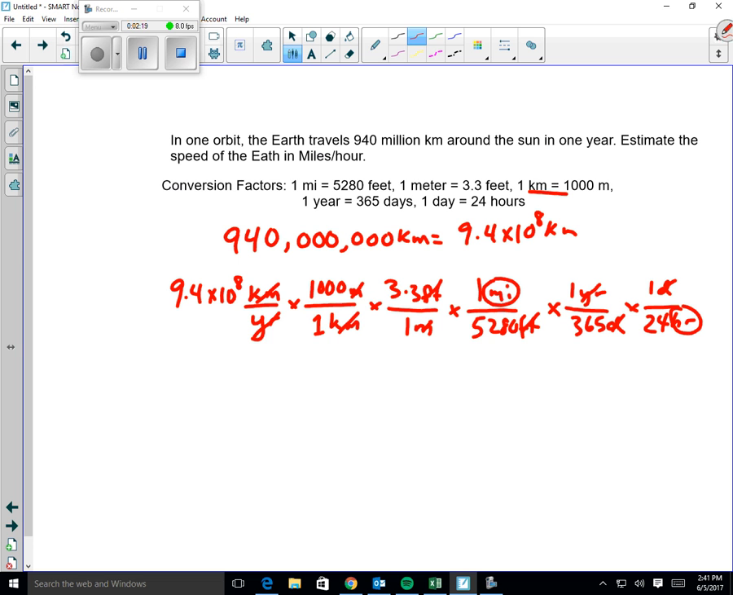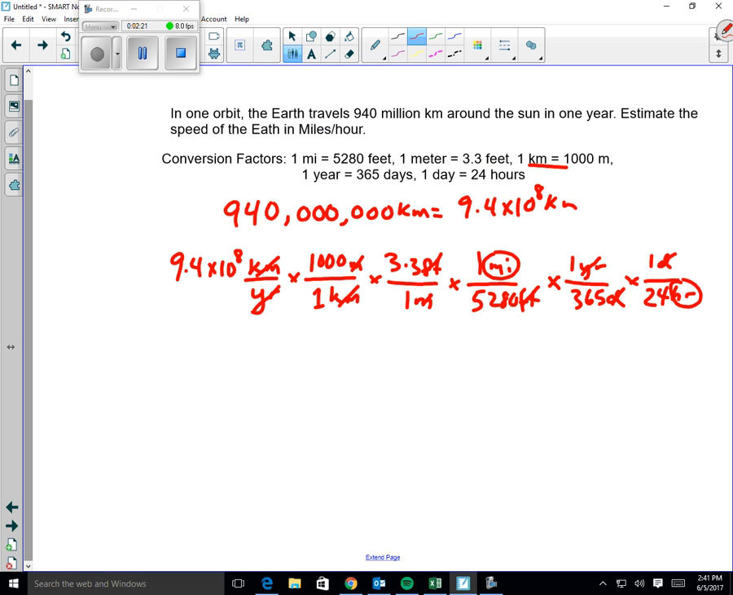Now, I said estimate, so I'm not going to use a calculator. I'm just going to kind of round these numbers to one significant figure. So this 9.4 times 10 to the 8th, I'm going to make 9 times 10 to the 8th. And then 1,000 is 1 times 10 to the third. 3.3, you round that to say 3. And I have miles. Divide that by.